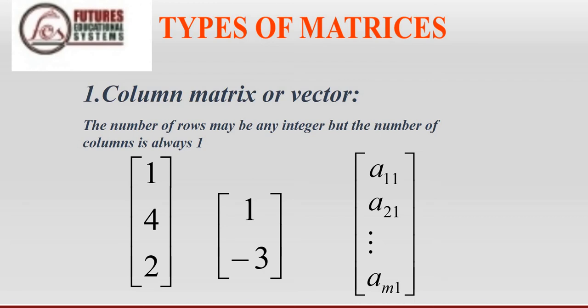We have many types of matrices. The first one, column matrix or vector. The number of rows may be any integer, but the number of columns is always 1. If the matrix contains 1 column and any number of rows, it's called a column matrix.